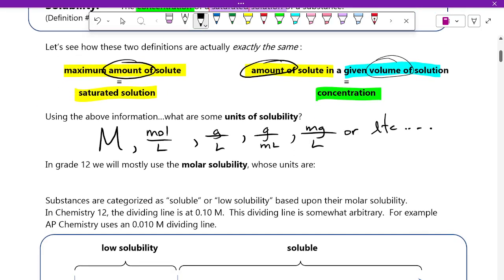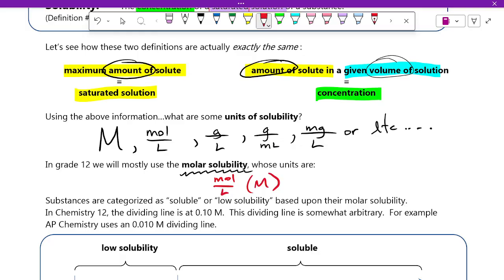Now, in grade 12, we will almost exclusively use the molar solubility. What do you imagine the unit for molar solubility is? Moles over liters. Molar.